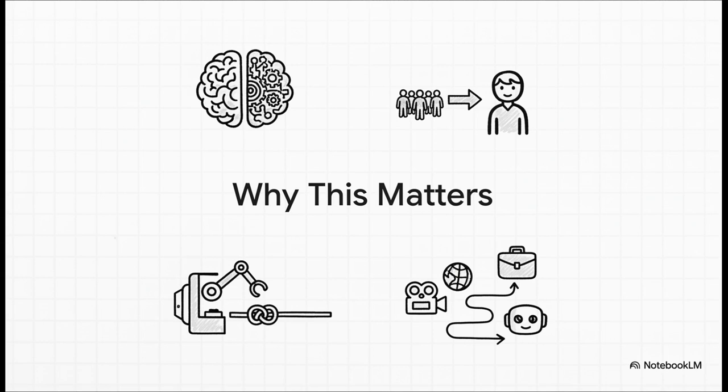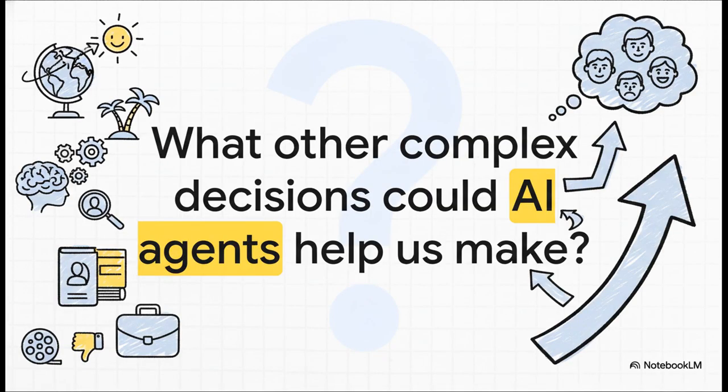Because this whole agent-based approach is basically a blueprint for AI that works more like a human brain. It shows that AI can start tackling problems that have vague or subjective inputs, not just clean data. This is about moving beyond simple filtering to true personalization. And it really paves the way for AI assistants that can help us with much more complex, much more human challenges. And that leaves us with a huge question to chew on.